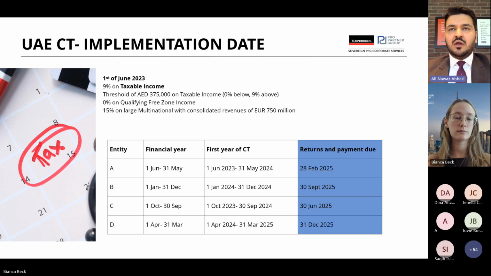Similarly, if you have a financial year of Jan to December, then your first tax year is Jan to December 2024, and you have until end of September 2025 to file and pay your corporate tax.